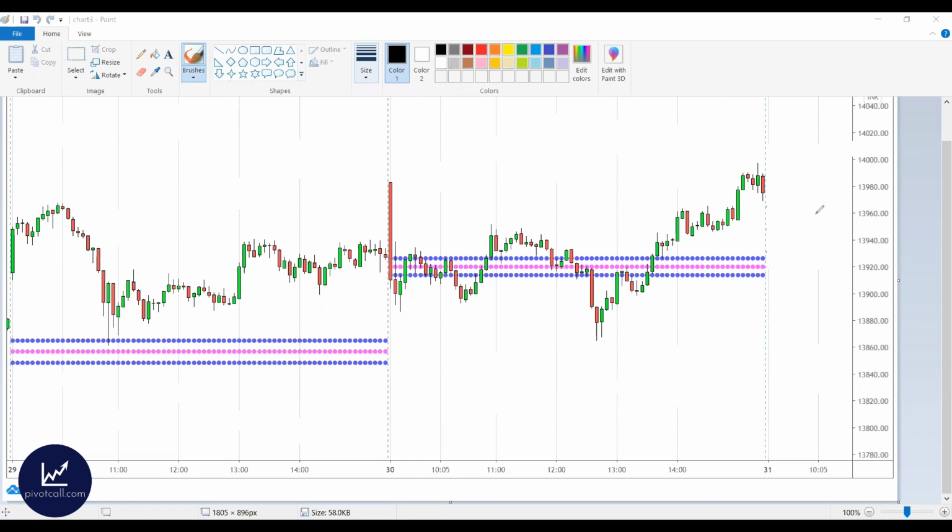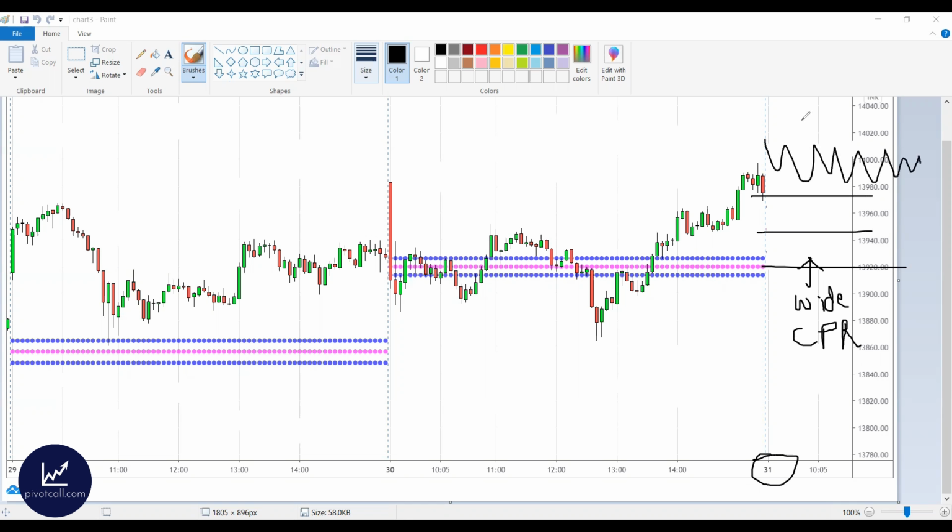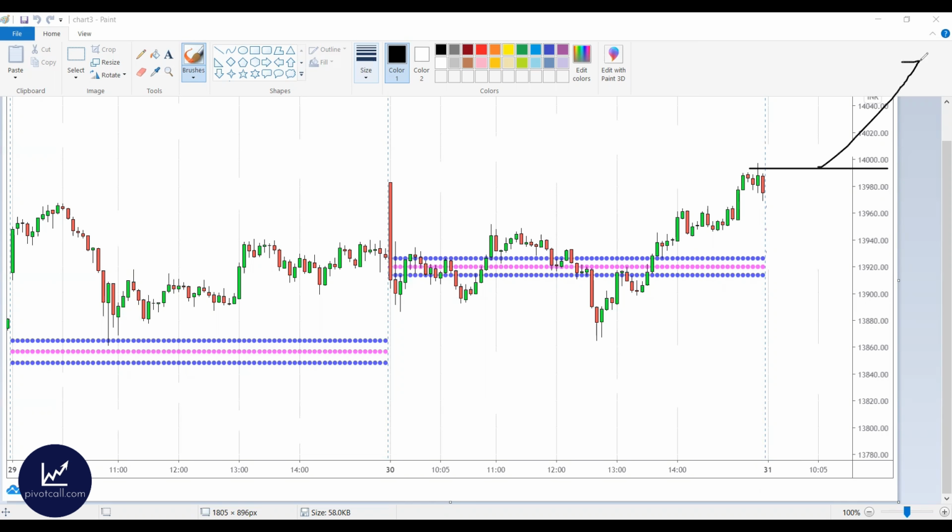The reason is I looked at the CPR for 31st December and Nifty had a wide CPR like this. Wide CPR means it is more likely a sideways day. I am expecting it to be a sideways day on 31st December. I am not expecting it to break this level and keep going up. So my expectation is to reverse from that supply zone. As I said, this is your important level which you should keep a close watch on.